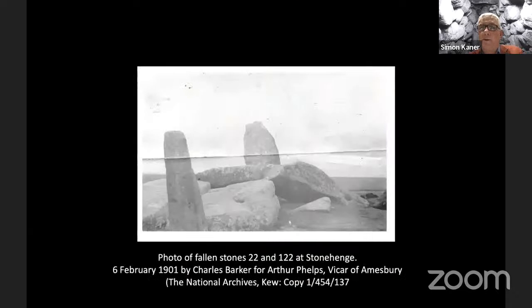And people obviously know that Gowland has engineering skills, and I don't know whether they know he has much of an archaeological background. He gives lectures at the Society of Antiquaries in the late 1890s, so he'll be known for that. And when the stones collapsed famously in 1900 at Stonehenge, stones 22 and 122, it's Gowland who gets the job to go and set them up.